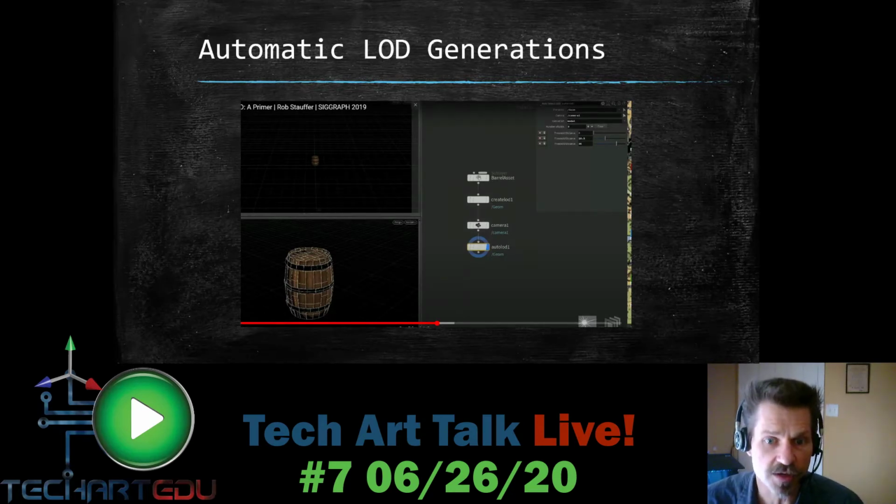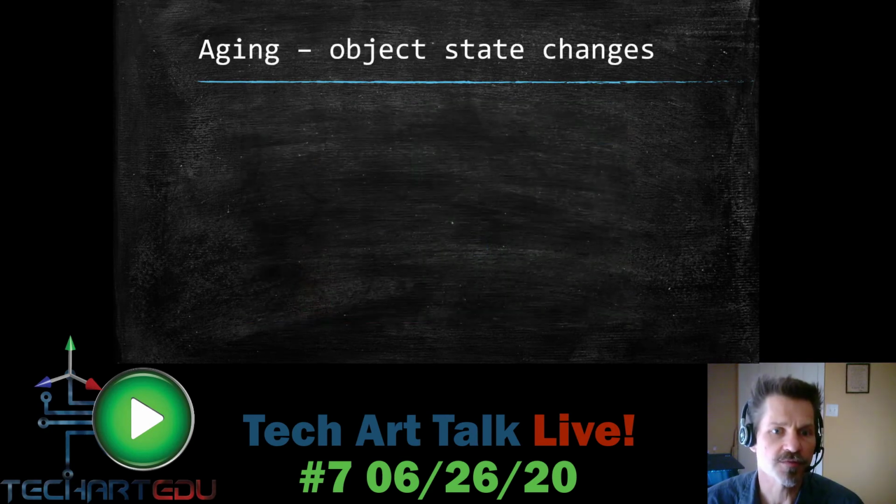You can automatically generate them if you want to use something like Houdini, and you could separate, identify parameters within the cameras that will automatically identify when camera ranges will actually switch LODs. Really, really awesome stuff. Automatically.